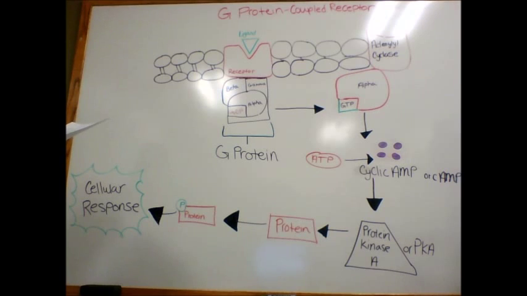For example, protein kinase A can phosphorylate enzymes inside the cytoplasm, which can cause many kinds of responses, one of them being acceleration in metabolic activity.